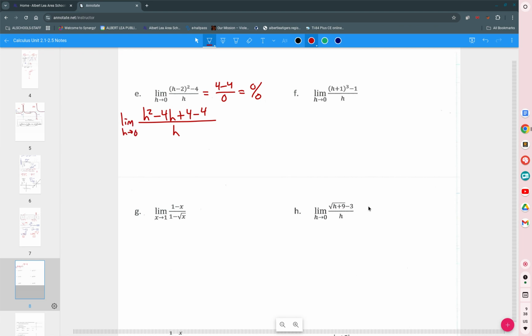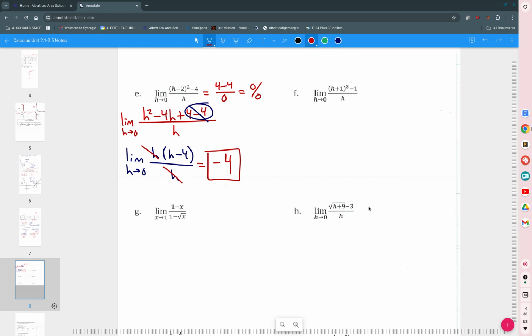What do you notice? The 4's reduce. Now what? Take that h out. So we factored the h out. Jacob saw that because he said, hey, I want to reduce those h's. You now plug in 0 and you get -4. There you go, Jacob.